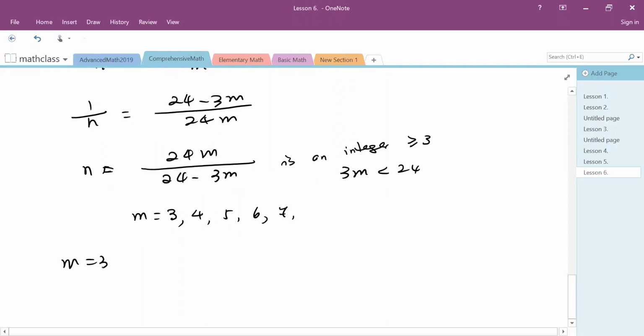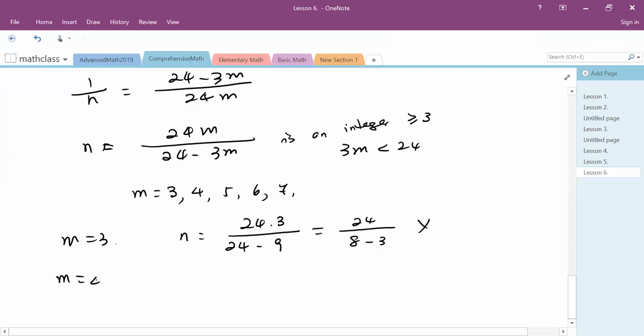So when m equals 3, n equals 24 times 3 over 24 minus 9. I can cancel 3, and this is going to be 24 divided by 5, which is not going to be an integer. It's wrong. Okay, it's not an integer, right?